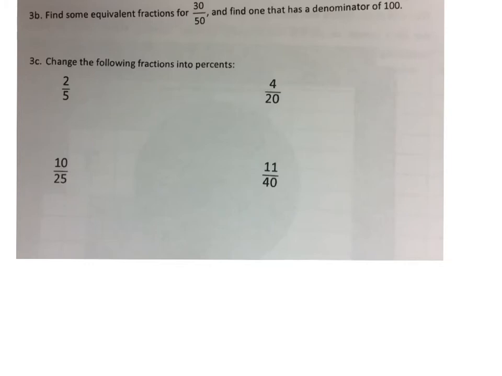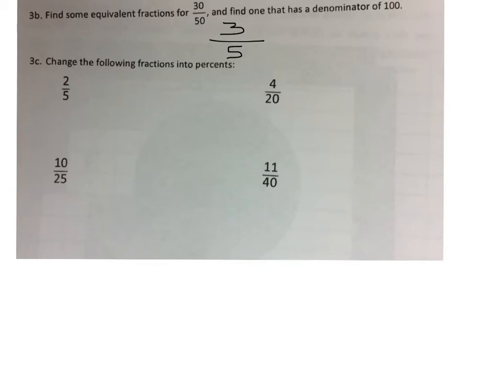On this next question, it does say find some equivalent fractions for 30/50ths and find one that has a denominator of 100. So if we went, well, what is equal to 30/50ths? Probably the most obvious equivalent fraction would be to reduce it. You can divide the top and bottom by 10. So 10 goes into 30 3 times and 10 goes into 50 5 times. So there's one equivalent fraction. We could give a lot more.